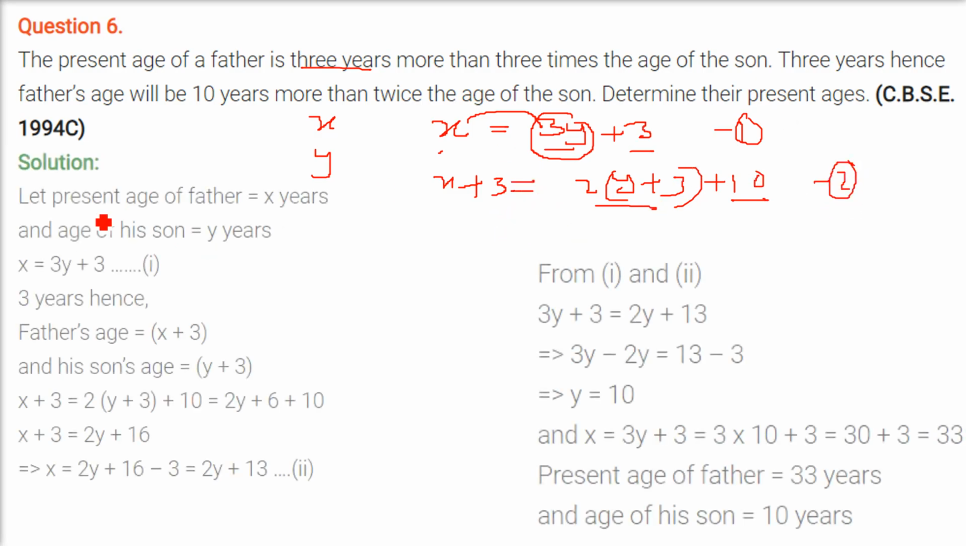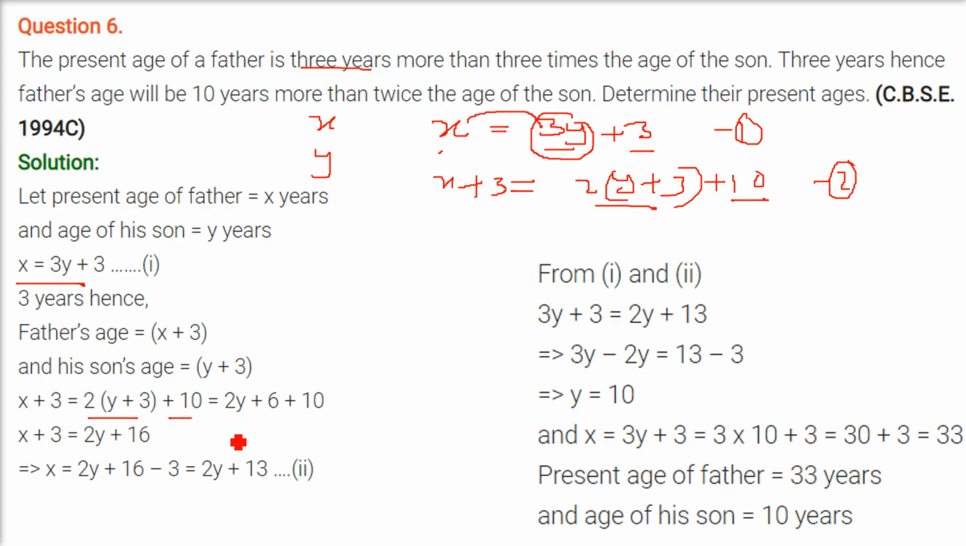So x equal to 3y plus 3 is the first equation. Then x plus 3 equal to 2 into y plus 3 plus 10 is the second equation. The equation is simply x equal to 2y plus 13. These two equations, you know how to solve. The solution is in front of you. The present age of father will be 33. Age of son will be 10.